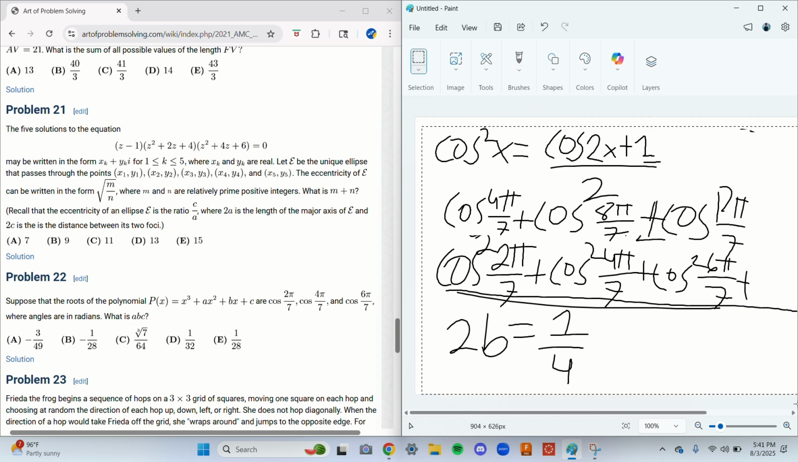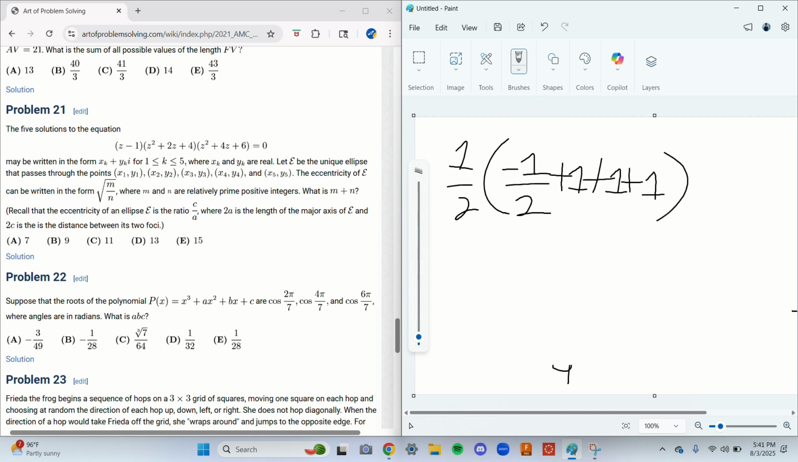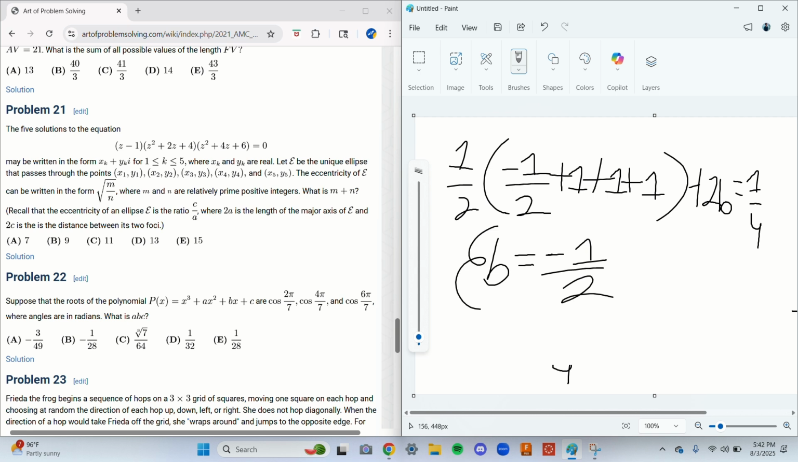So let's write that out now. We have 1/2, remember, we had to divide by 2. This was the negative 1/2, which was the sum of all cosines, plus 1, plus 1, plus 1, which is plus 3, plus 2b equals 1/4. And so solving, we get b is also equal to negative 1/2. So we found all values, a, b, and c, and so the product is just simply 1/2 squared times the value of c, which I believe was 1/8. So 1/4 times 1/8 is just going to be d, which is 1/32.